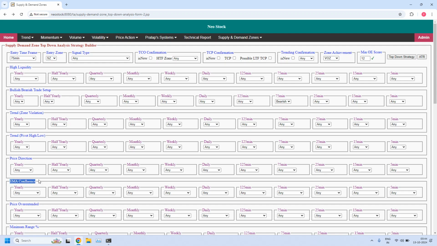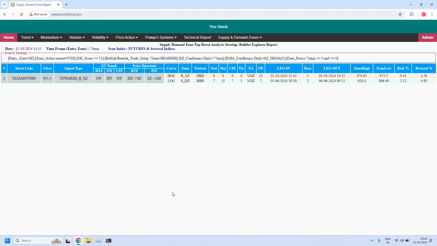So in the EMA confluence, daily time frame, daily supply zone with daily EMA confluence. This is a daily supply zone with daily EMA confluence filter. Very good. This is even supporting daily EMA confluence. Excellent. It's a high probability setup, this stock. And moreover, the supply zone is also a high liquidity zone.